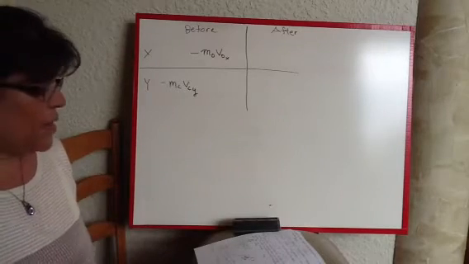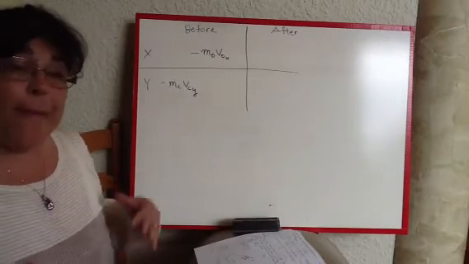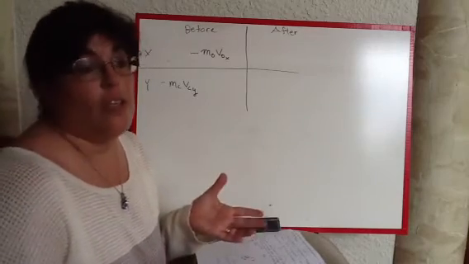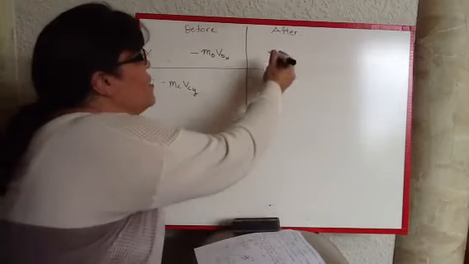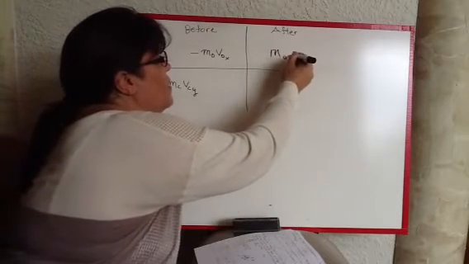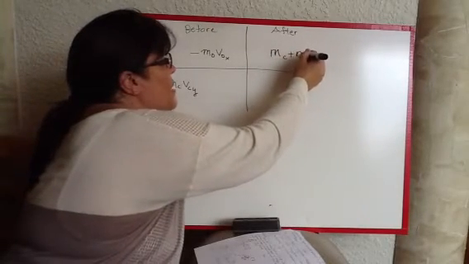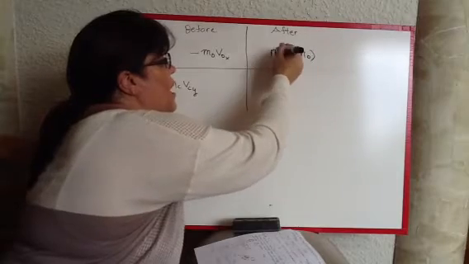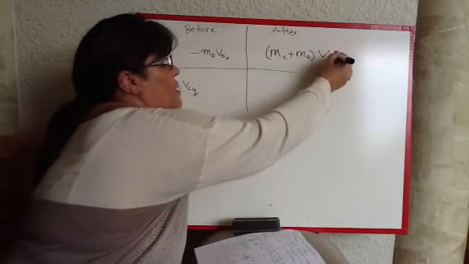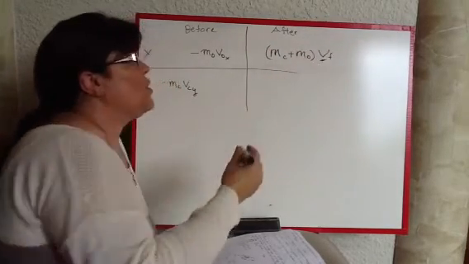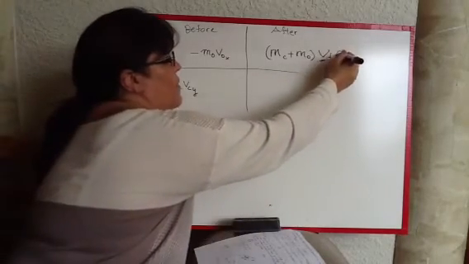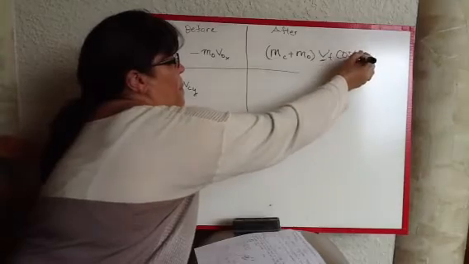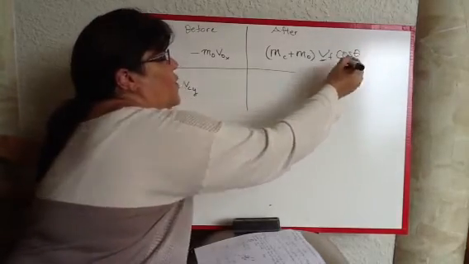Now let's talk about the after momentum. Well, the mass of the collision is going to be the mass of the car plus the mass of the truck. So we have the mass of the car plus the mass of the truck times the v final. And this is what we're looking for. But now we're looking for it in the x, so we're going to do cosine theta. Okay, so this is an unknown also.